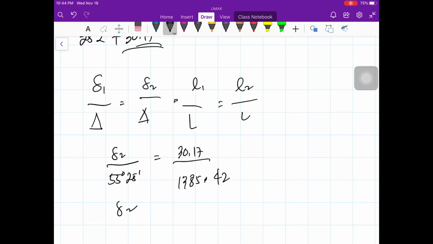What's your value of gamma 2? So you have 55 degrees and 25 minutes times 30.17 divided by 1385.42.